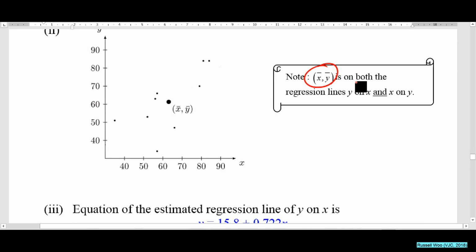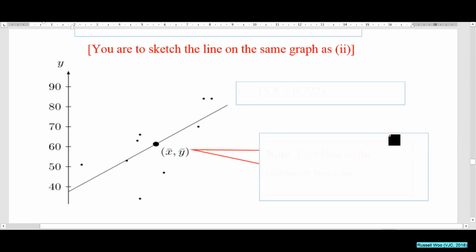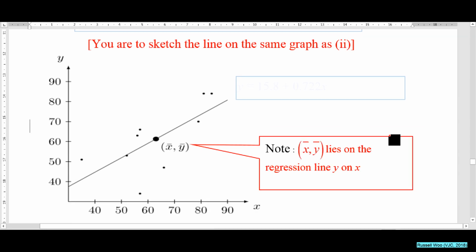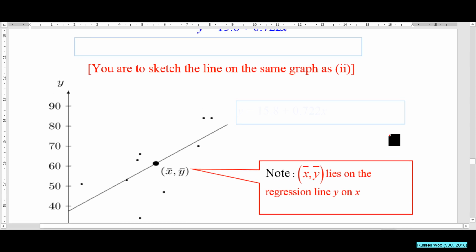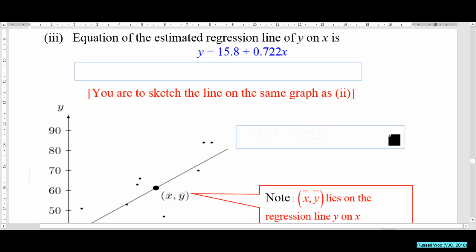X bar, Y bar must lie on both the regression line of X on Y and Y on X. So this one is not done for you, right? This one must lie on the regression line of Y on X. Okay? If you have time, really go to a GC and make sure that you can get this regression line equation out. Then you will also label your 15.8 and 0.7.